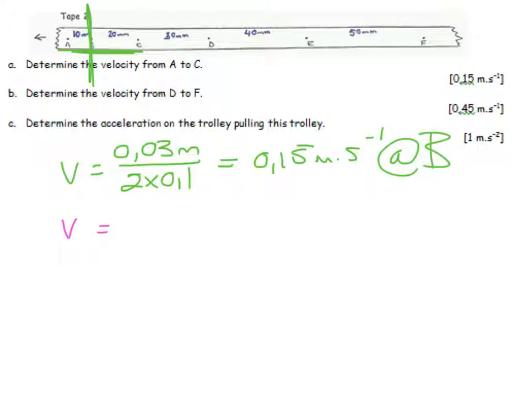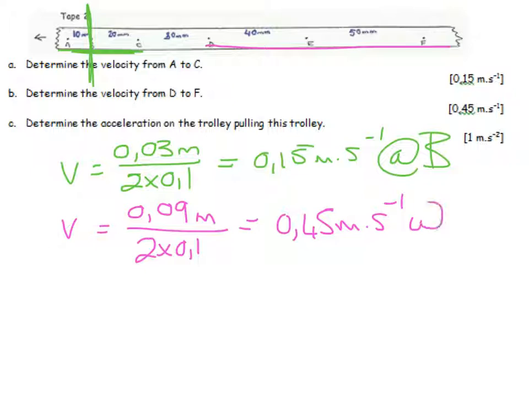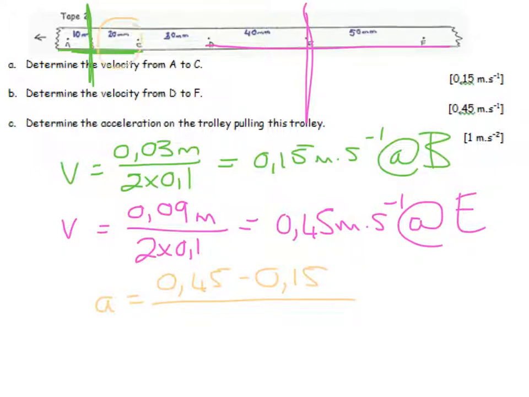The final velocity is going to be between D and F, so I want that whole area over there, so it's 0,09, 90 millimeters, divided by 1,000. Again, there are 2 spaces, and I land up with an answer of 0,45 meters per second. And where's that true? At the midpoint in terms of time, at E. Finally, if I'm going to get acceleration, final velocity minus initial velocity divided by the time. How many time periods are there? 1, 2, 3 time periods, and therefore it's 3 times 0,1, and my answer is 1 meter per second squared.